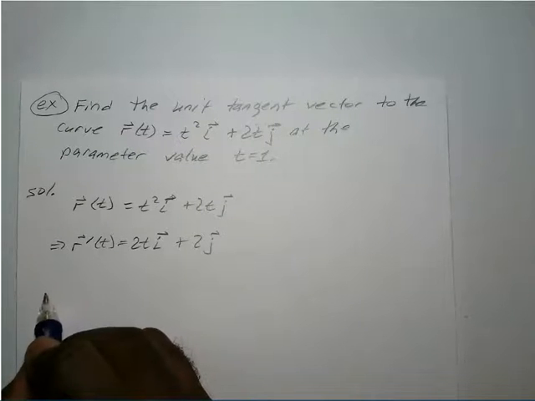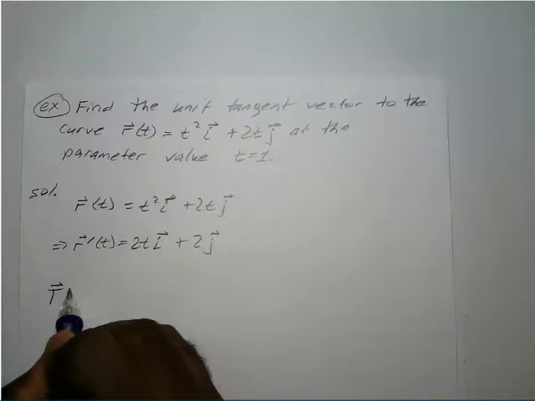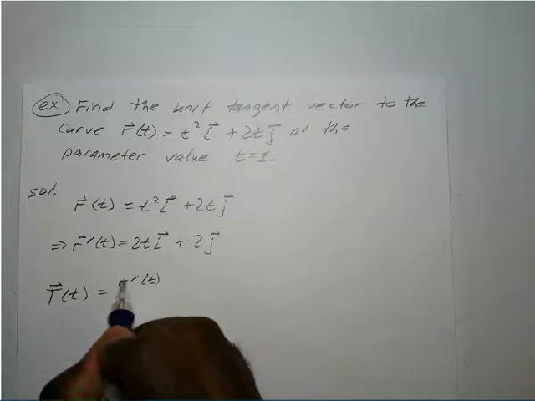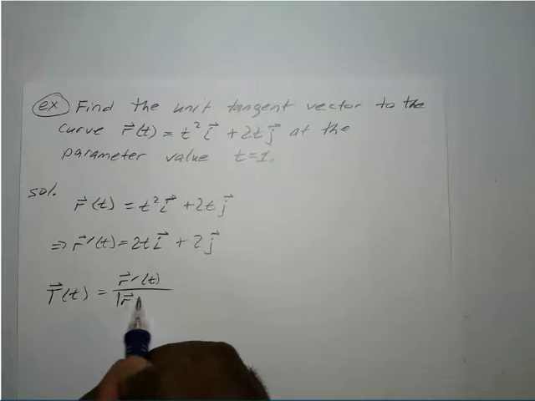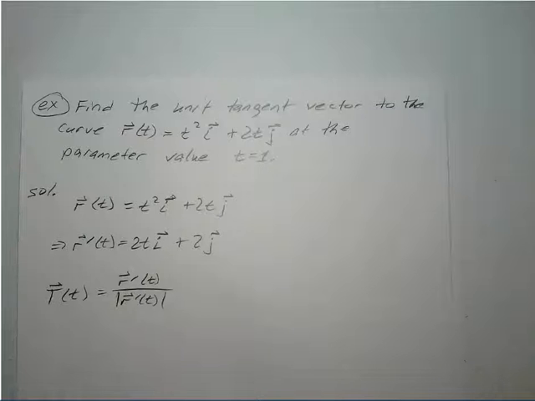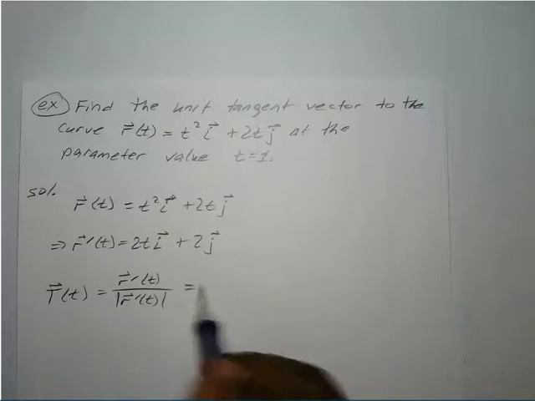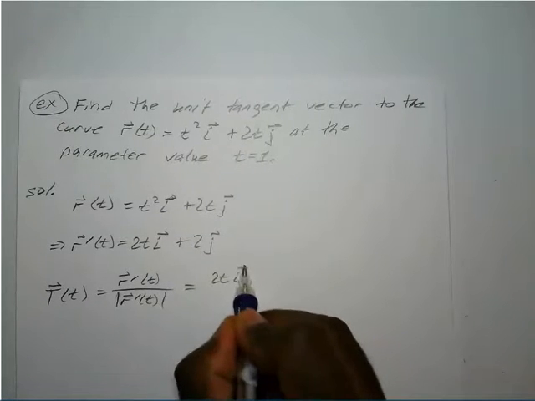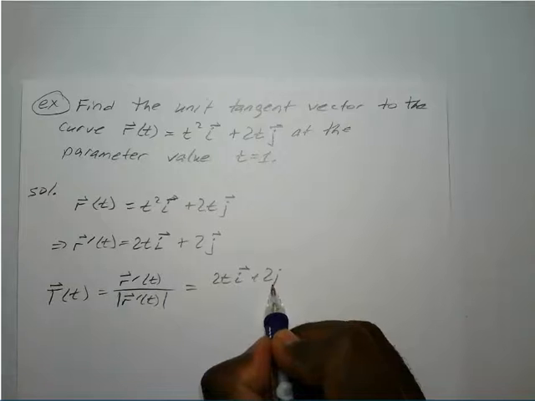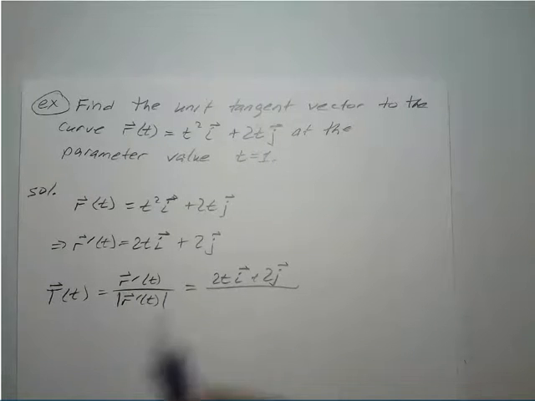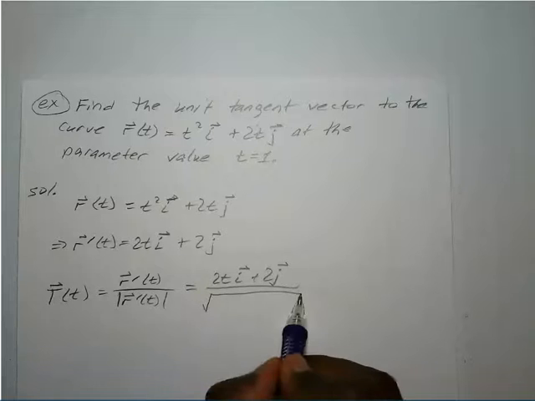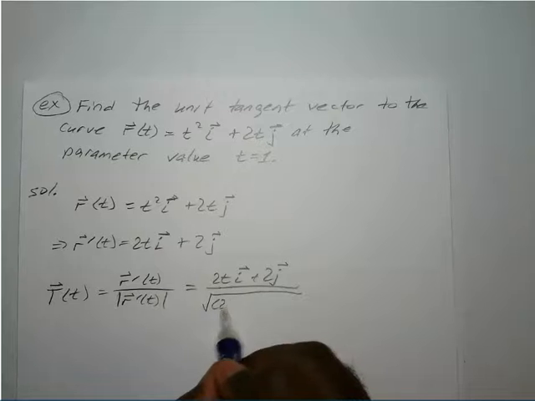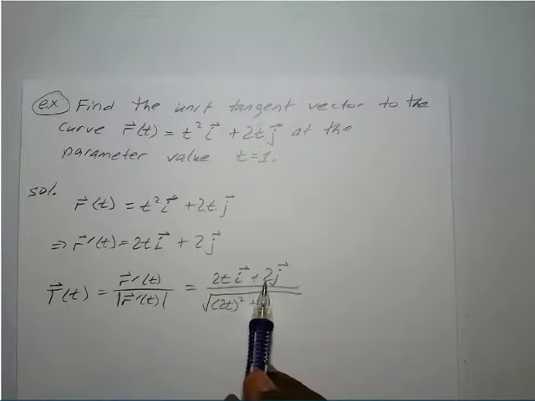All right, now that we have that, our unit tangent vector is equal to r prime over the magnitude of r prime of our vector. So r prime of t is 2t times the i unit vector plus 2j, which we just figured out, over the magnitude, which is the square root of each of your components squared. So you have 2t squared plus 2 squared.